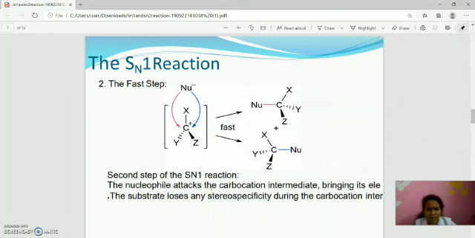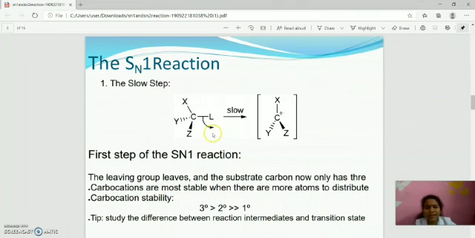So what do we get? In the slow step there is only one intermediate. So what will happen is this: only one reactant is there. So in order to understand the rate of the reaction, it depends only on the concentration of this reactant or substrate. So that is why it is known as a unimolecular reaction. I hope all of you understood what the SN1 reaction and SN2 reaction are. Okay. Thank you.